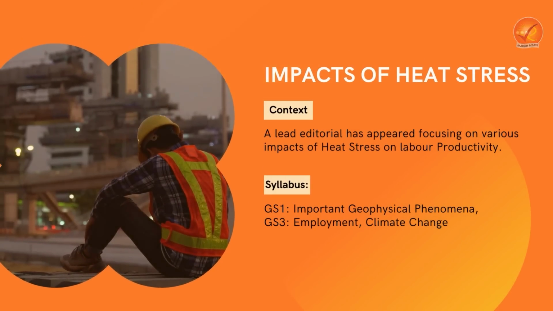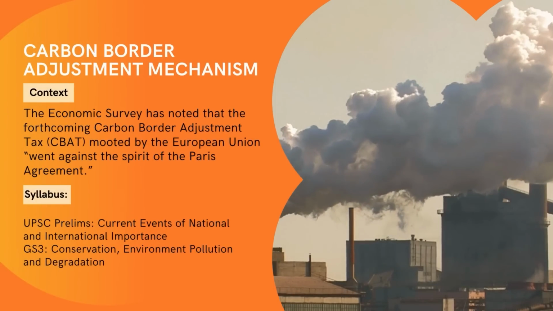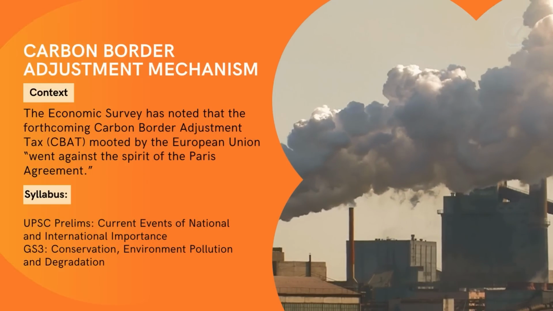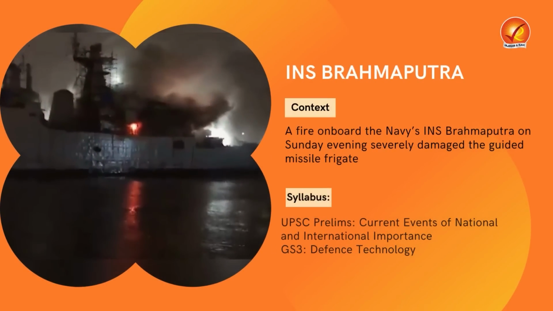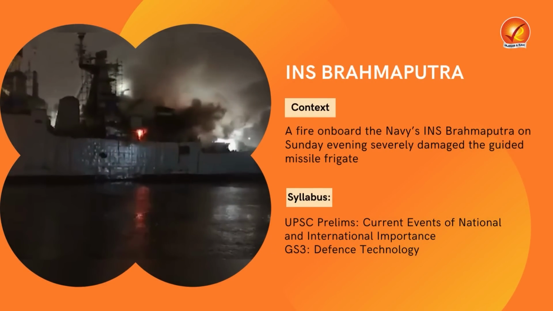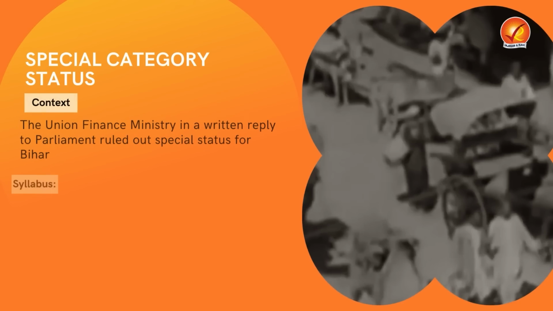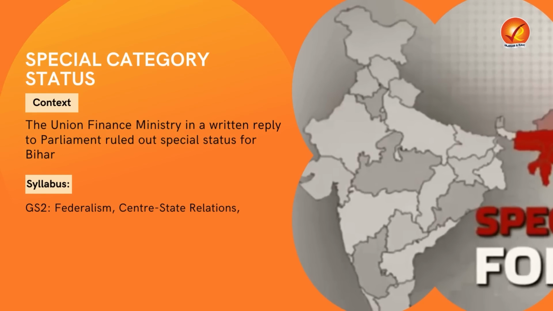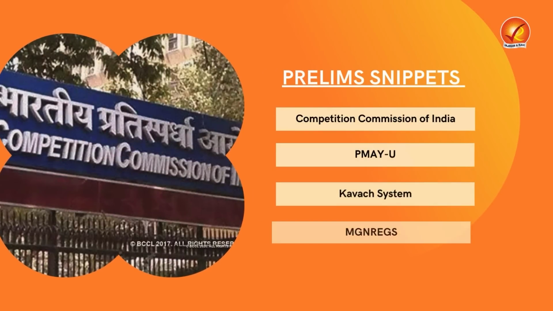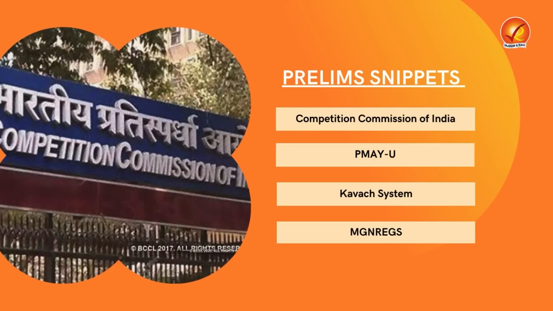After that, we will discuss the impact of heat stress. Then we will try to learn an interesting topic, that is the carbon border adjustment mechanism. Then we'll try to look into some basic details about INS Brahmaputra. After that, we'll try to decipher various aspects of special category status, and at the end we will look into some prelims snippets which will help you in excelling in your prelims exam.